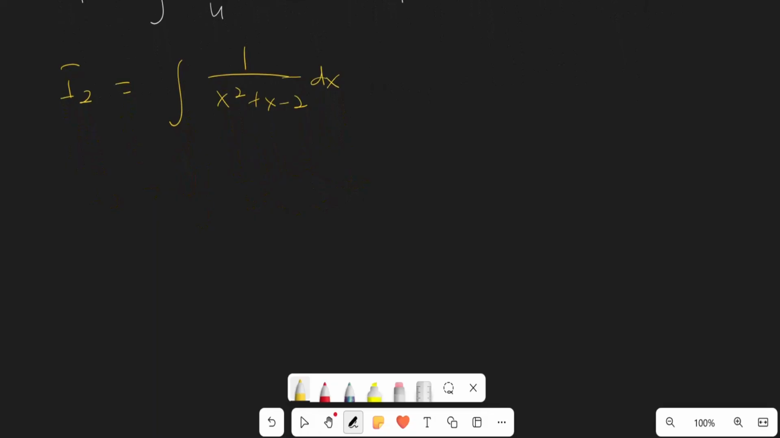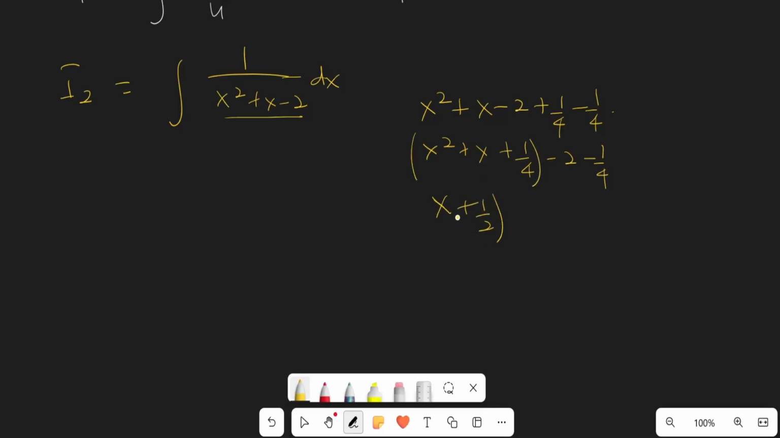So completing the square, we look at the coefficient of x, which is 1. You take half of that. Half of 1 is half, and you square that. That's 1/4. So you add and subtract 1/4 to this expression. So that becomes x squared plus x minus 2 plus 1/4 minus 1/4. When you do that and group x squared plus x plus 1/4, and then minus 2 minus 1/4, this expression becomes (x plus half) all squared minus 9/4.